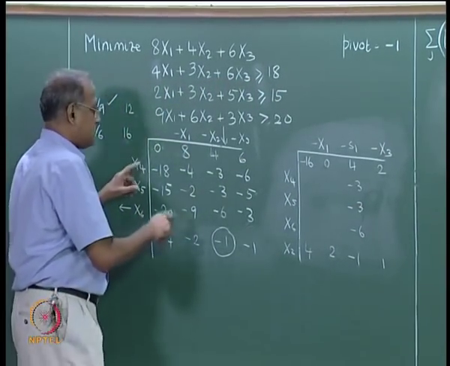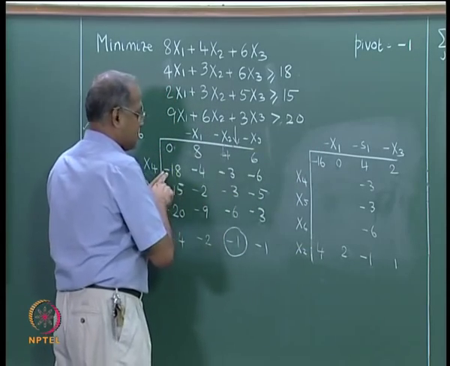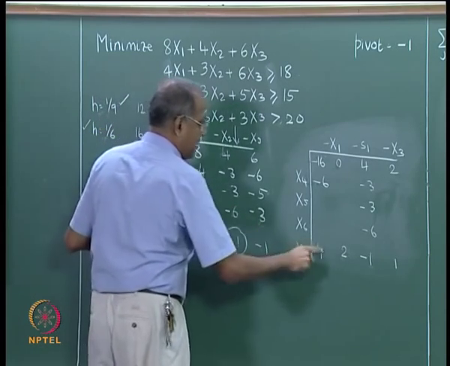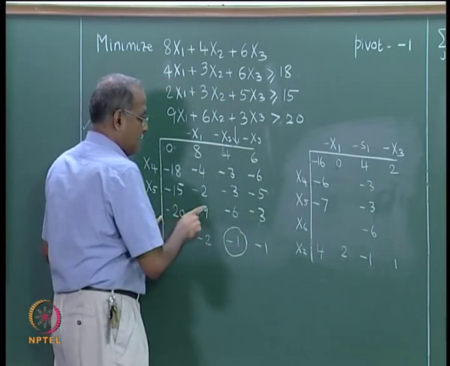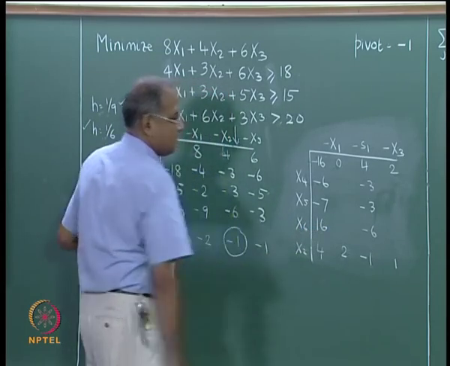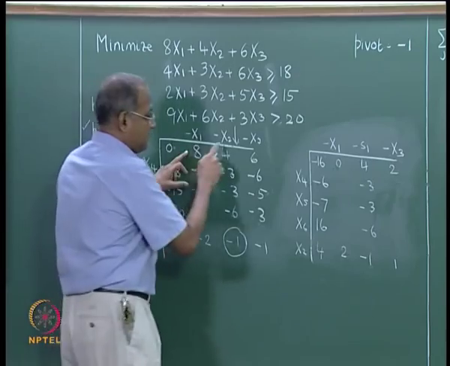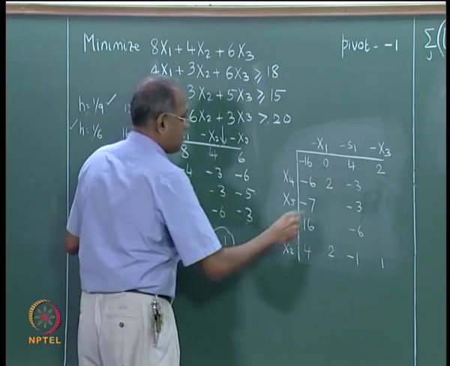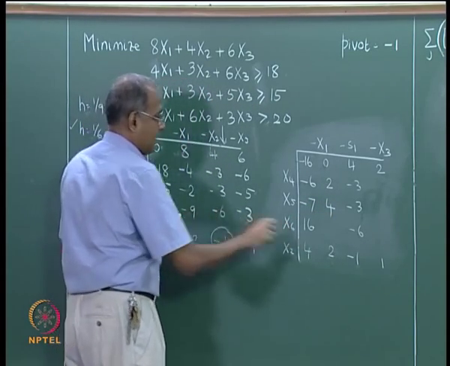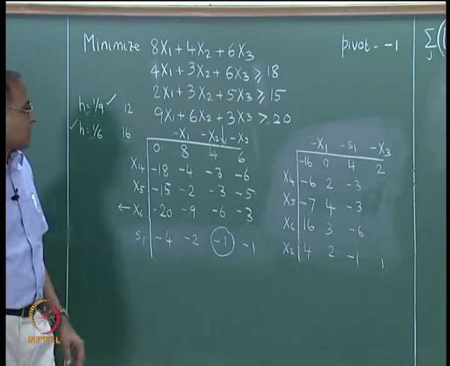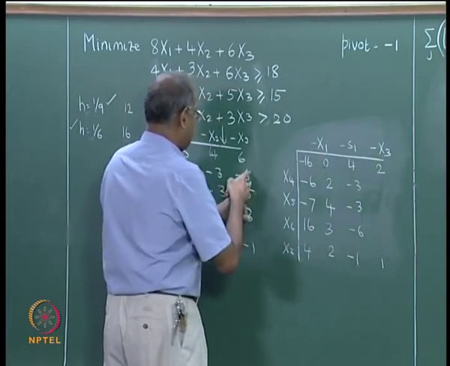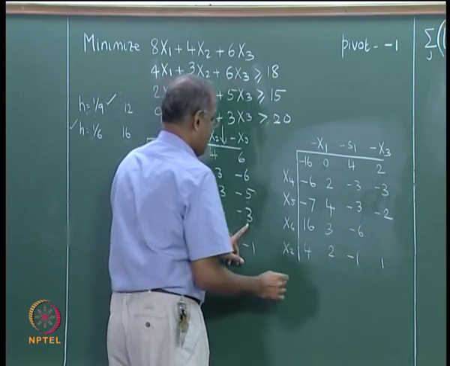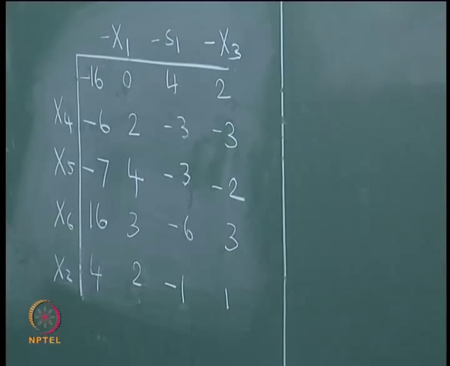So, we have to do this. So, this is 0 minus 4 into 4 minus 16, minus 18 plus 12 is minus 6, minus 15 plus 8 minus 7, minus 20 plus 36 is 16. This is 8 minus 4 into 2 0, minus 4 plus 6 2, minus 2 plus 6 4, minus 9 plus 12 is 3. This is 6 minus 4 into 1 2, minus 6 plus 3 minus 3, minus 5 plus 3 minus 2, minus 3 plus 6 plus 3. So, this is the next table.